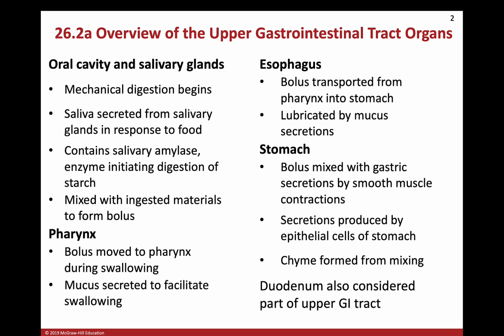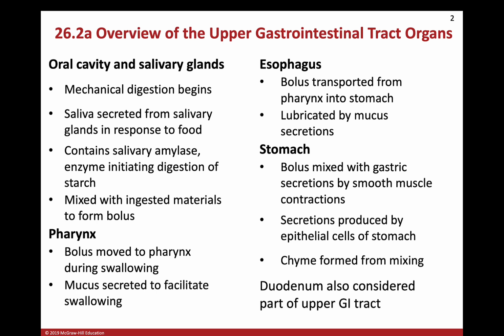Now, one of the things that I want you to be comfortable with is what foodstuffs are digested where and where it begins. Now, if we look at the oral cavity and then the salivary glands, this is where mechanical digestion begins. Now, we also have saliva, and this is coming from the salivary glands, in response to food in the mouth. And primarily, we will see salivary amylase, and that is an enzyme that is responsible for beginning the process of starch digestion.